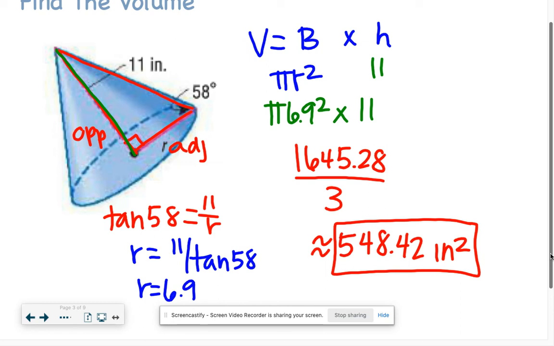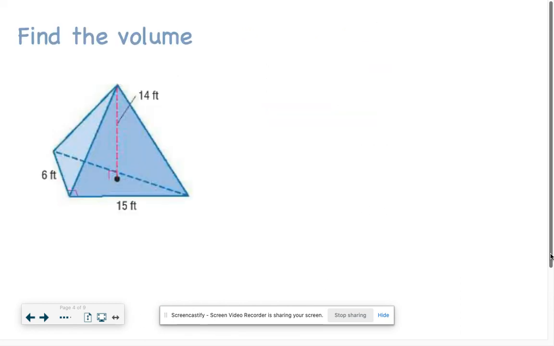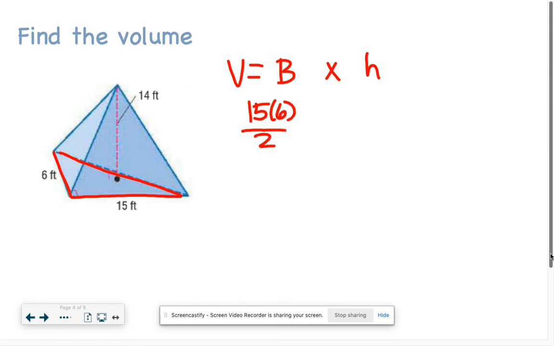All right, let's try another one. Find the volume of this triangular pyramid here. Okay, again, big B, base area, times our height. So our base shape is a triangle, right? So let's find the area of that triangle. So half, I don't like doing it that way, JK. Our base times height, so 15 times 6, all over 2. That should give us 45 for our base area.